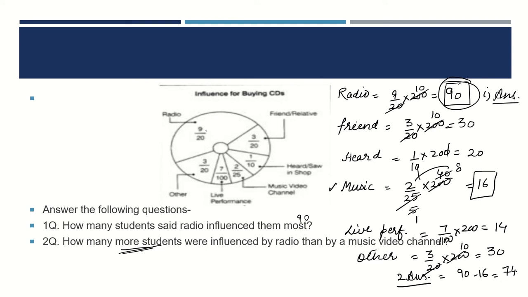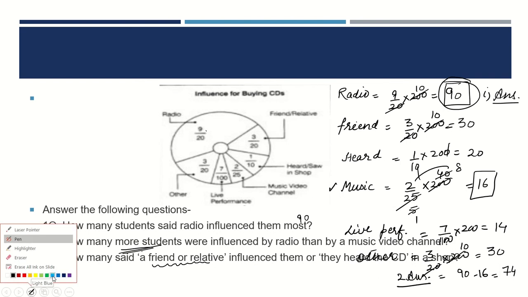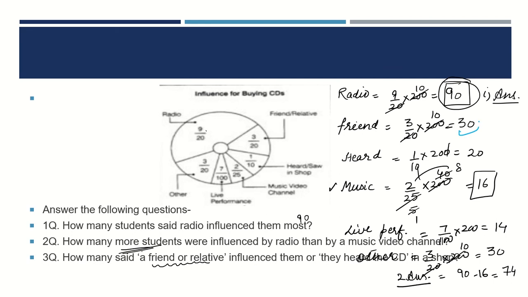Okay. Now come to the next one. How many said a friend or relative influenced them, or they heard from CD? So answer of this, how many said a friend or relative? You have this answer. Yes, what's the answer? Good. 30 students. It is third answer.